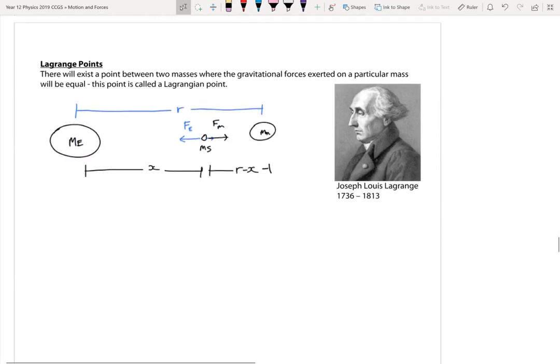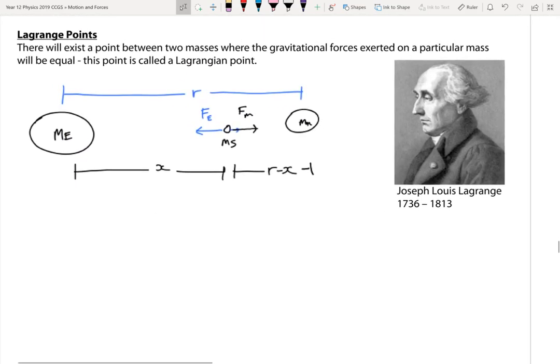So let's just get over to my buddy Joseph Louis Lagrange. I believe it should be capital G, Lagrange. Now, here's something fun that we can do, and it has been asked before, and it does appear in a question in the Pearson text and the Heinemann text. There will be a point somewhere between two masses where the gravitational force of each are equal in magnitude and opposite in direction. Okay? That point is called a Lagrange point.